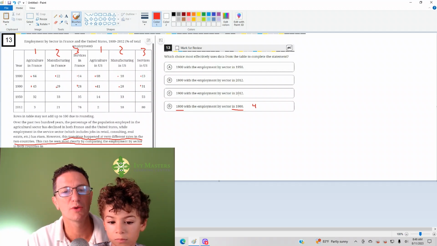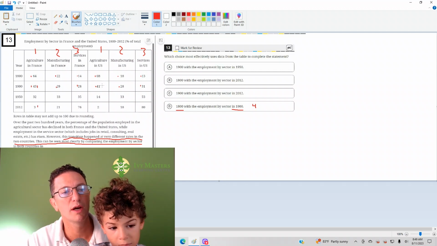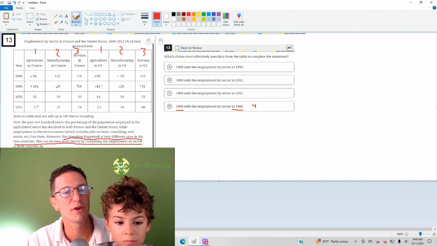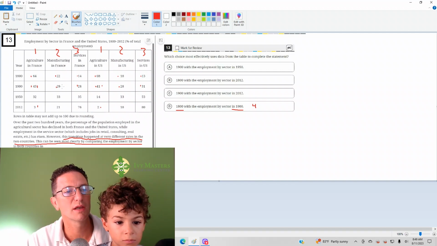Let's look at 1900 to 2012. In France, agriculture is from 43% to 3%. That's a drop of 40%. Agriculture in the US drops from 41 to 2%. That's a drop of 39%. So the difference there is only 1%. Manufacturing in France goes from 29 to 21, a drop of 8%. And in the US, manufacturing goes from 28 to 18, a drop of 10%. So a 10% drop and an 8% drop, a difference of 2%.